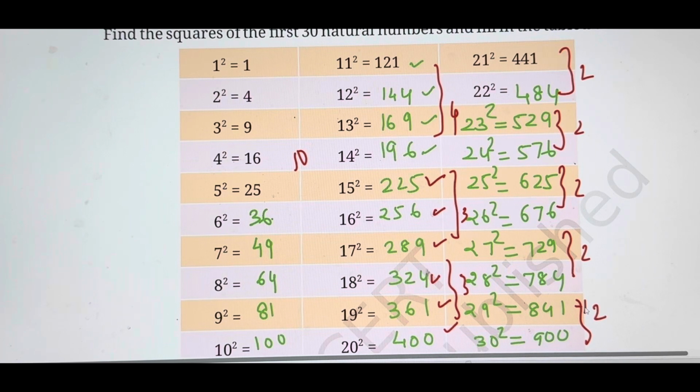Then they have also asked between 900 and 1000. Here, 30 square is 900. So if we take 31 square, it is 961. And 32 square will be more than 1000, it is 1024. So there is only one number in that sequence. So we'll just fill that table.